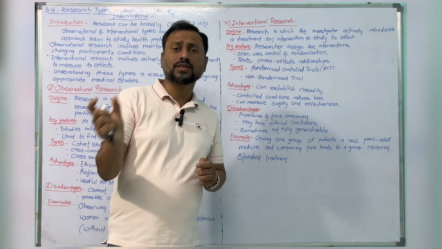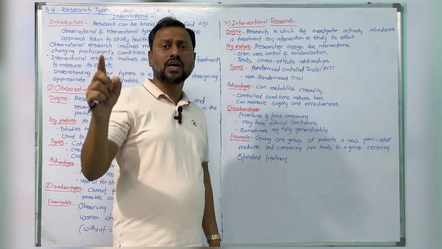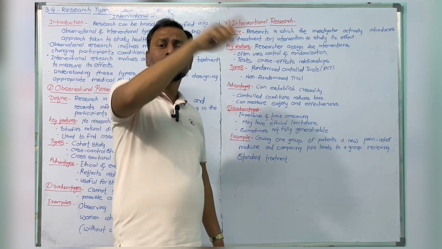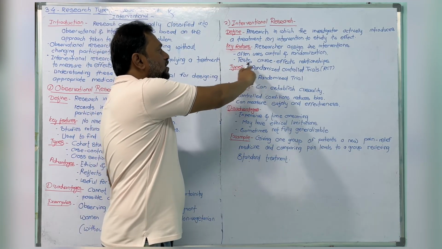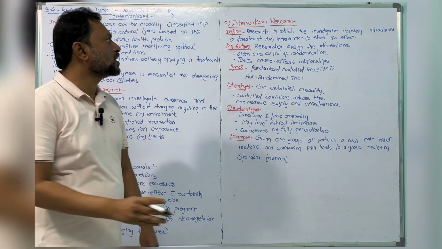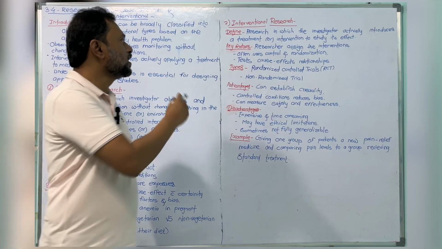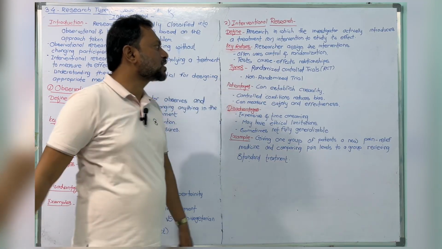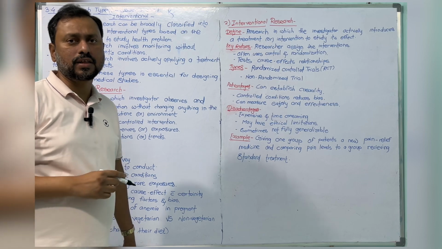In that, we can tell that this is the cause, and that's why this is the causative factor. Due to that, this is the effect. By this interventional study, we can test and prove the cause-effect relationship. Types here: the randomized controlled trial, RCTs, and non-randomized trials.